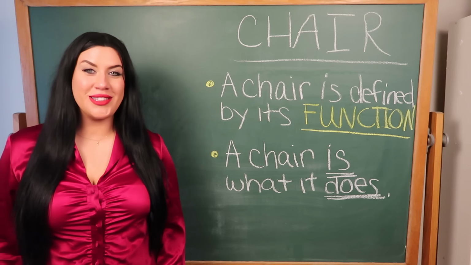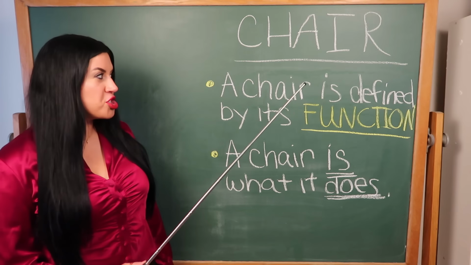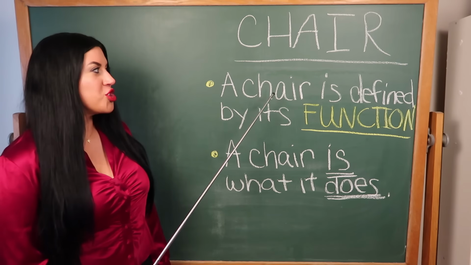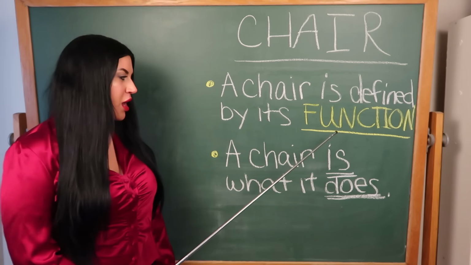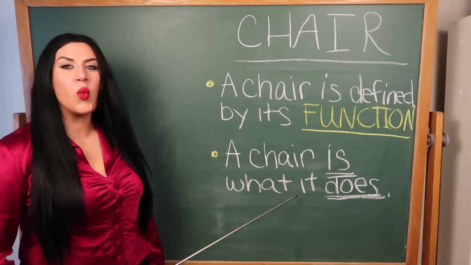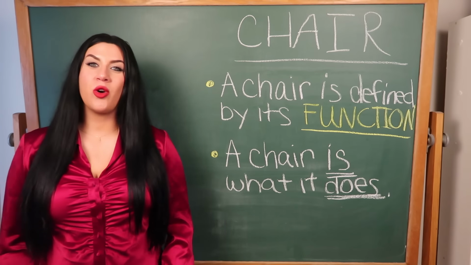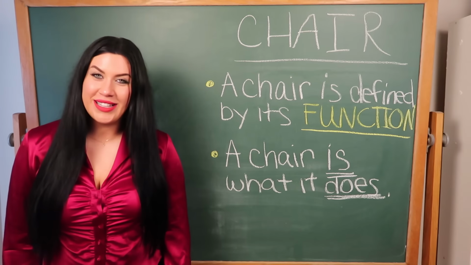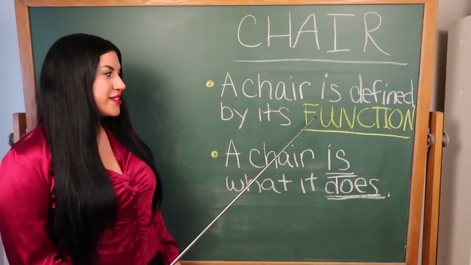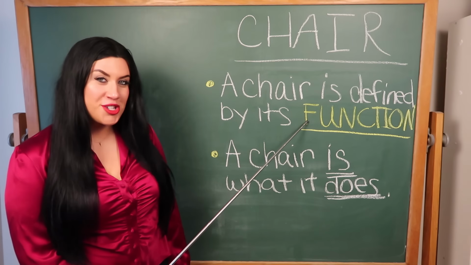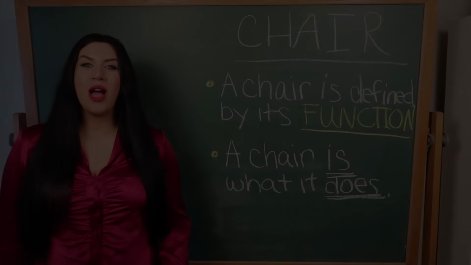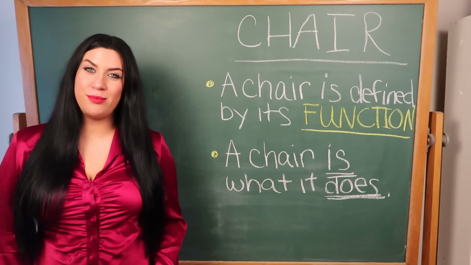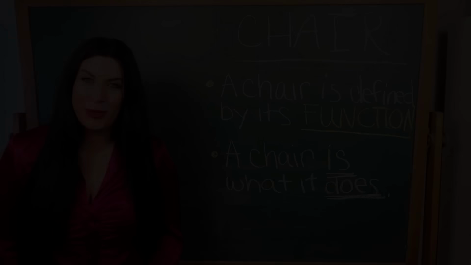One view on this topic is the functionalist view. A chair is defined by its function. A chair is what it does. So if chairs are for sitting, then an object that is fulfilling the function of allowing you to sit is a chair. I want you to consider the following examples that you would be committed to.